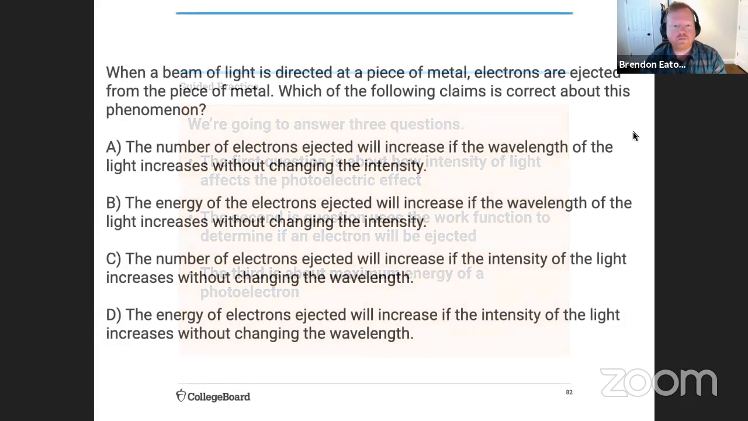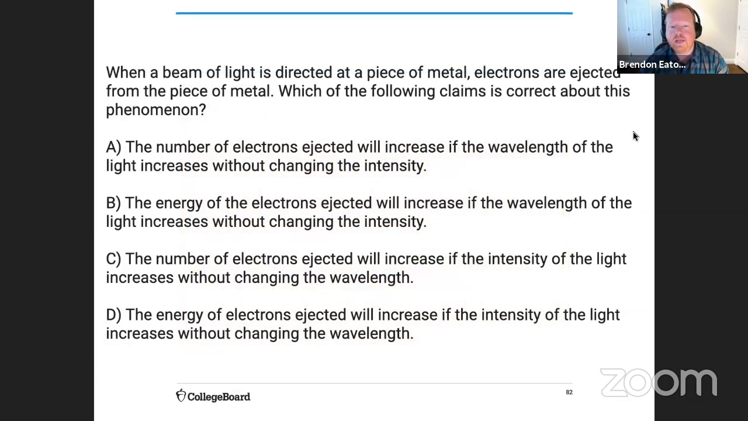Okay, our first question for today. When a beam of light is shined on a piece of metal, electrons are ejected from the piece of metal. Which of the following claims is correct about this phenomenon? I'll give you just a second to read it. Okay, I'm going to take some pretty quick little point outs here. The number of electrons ejected is going to increase. All 4 of those say increase.